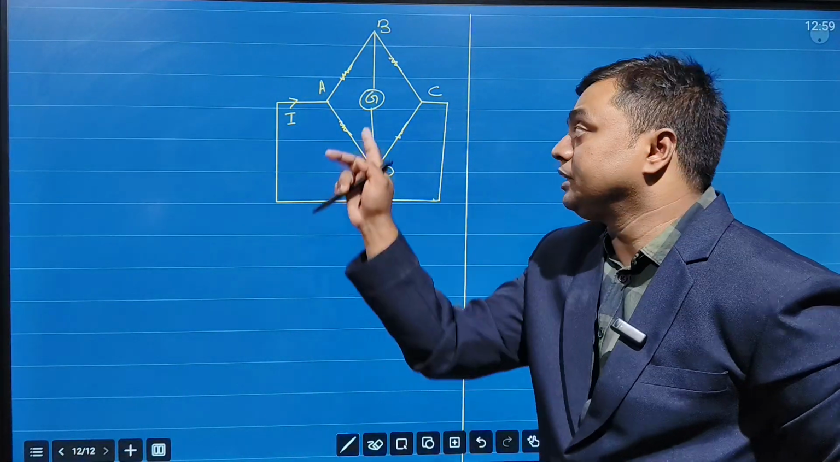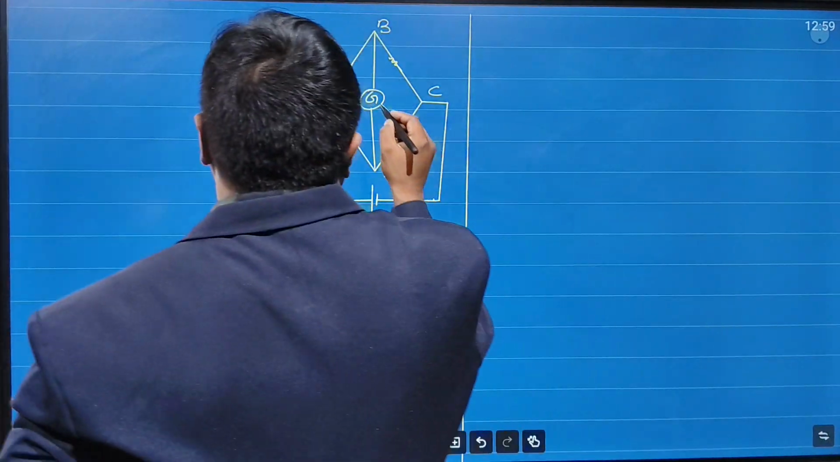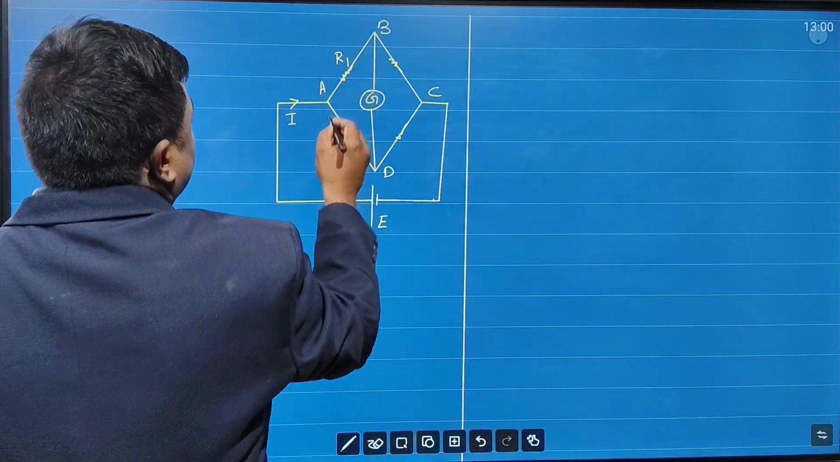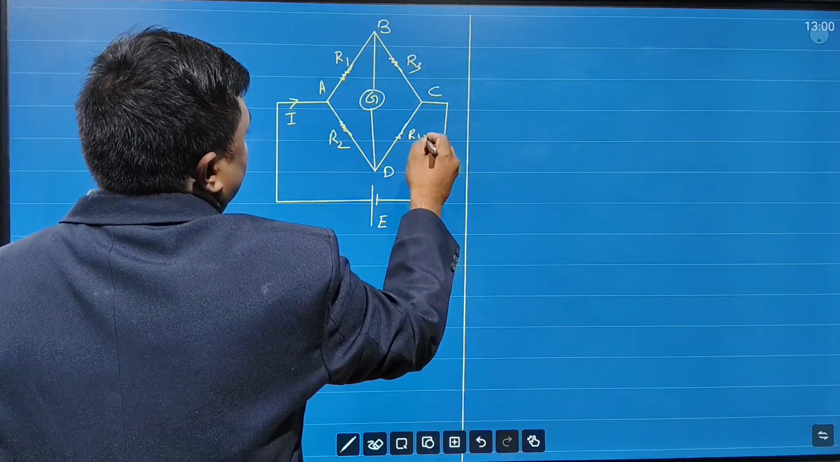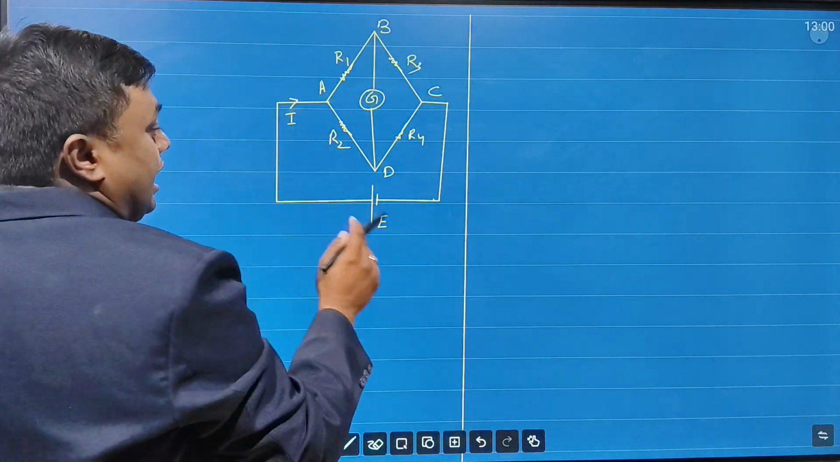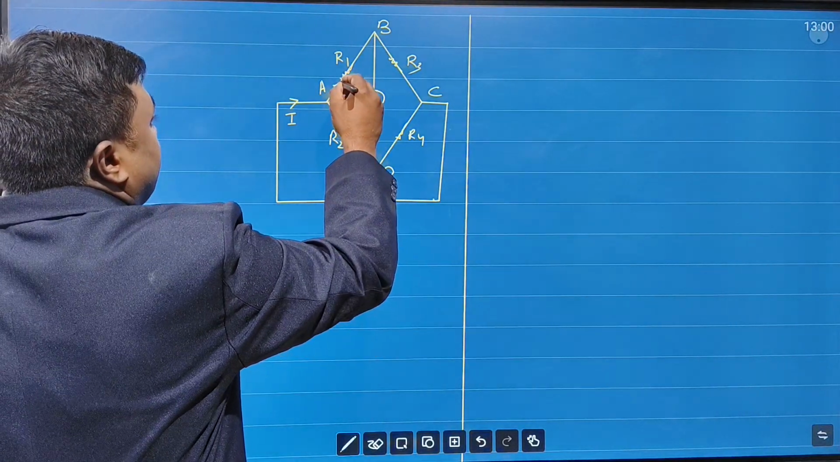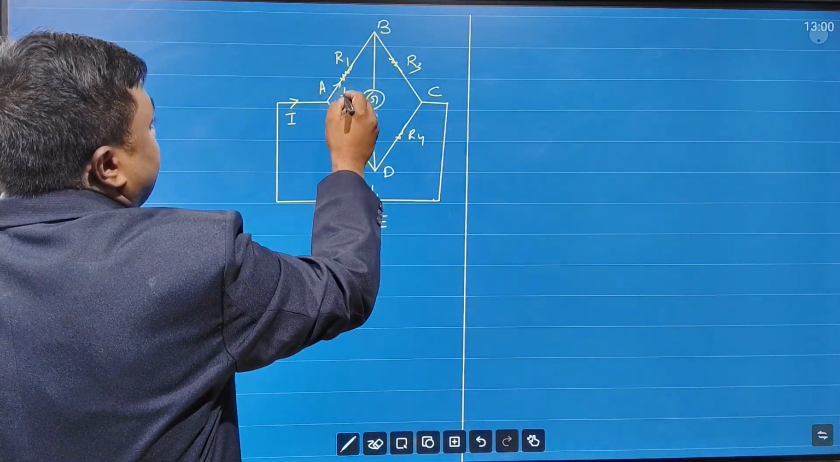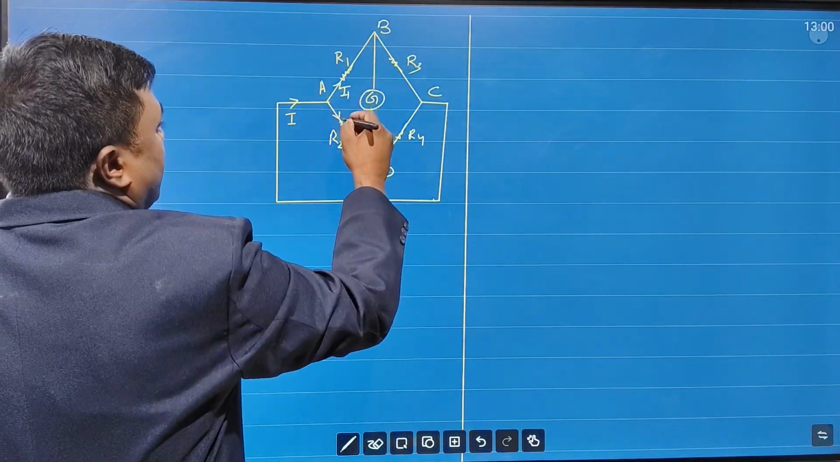You can see the same diagram, ABCD quadrilateral having resistances. This is R1, this is R2, this is R3 and this is R4. Now the cell is E, let's take current I from the cell E. Here the current will divide. Current through R1 is I1. Current through R2, you take I2.